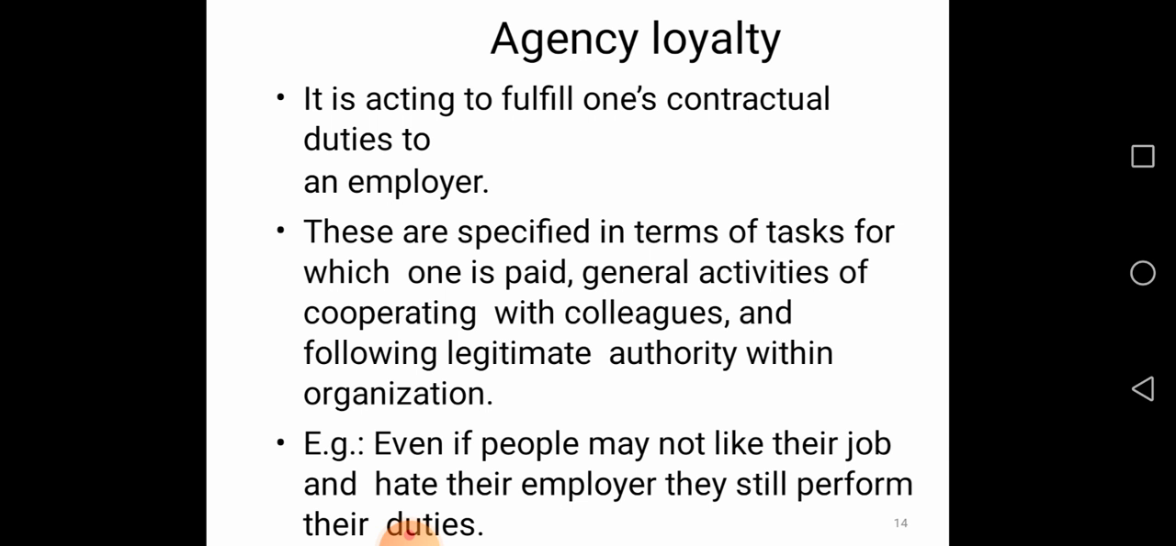I'll make this clear with an example. Suppose that there are a group of people doing a particular task, and they are paid for their task. They are cooperating with their colleagues and following authority within the organization. Even if people may not like their job and hate their employer, they still perform their duties. That comes under agency loyalty. That is, these are a set of people who do their job, hate their employer, still perform their duties, who will be paid, who will be cooperating with their colleagues and following the authority within the organization. That is agency loyalty.